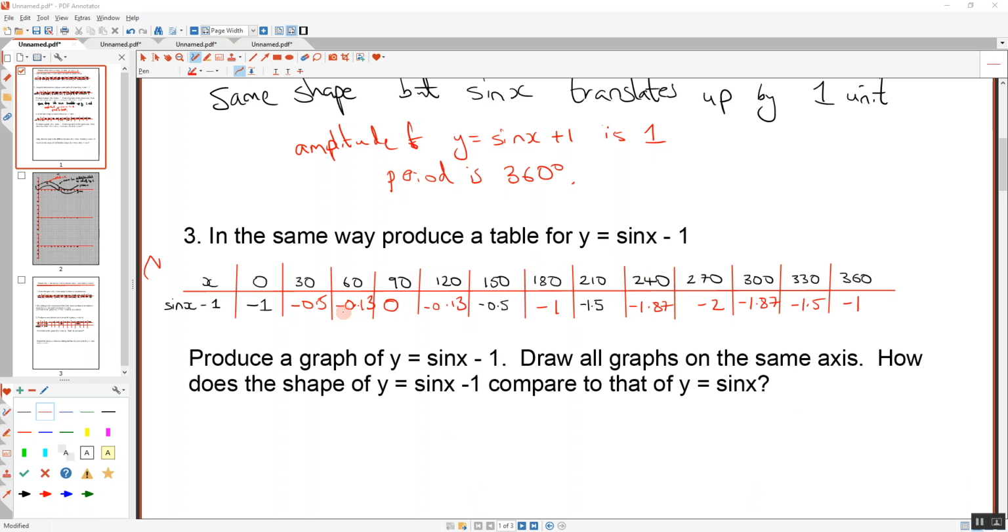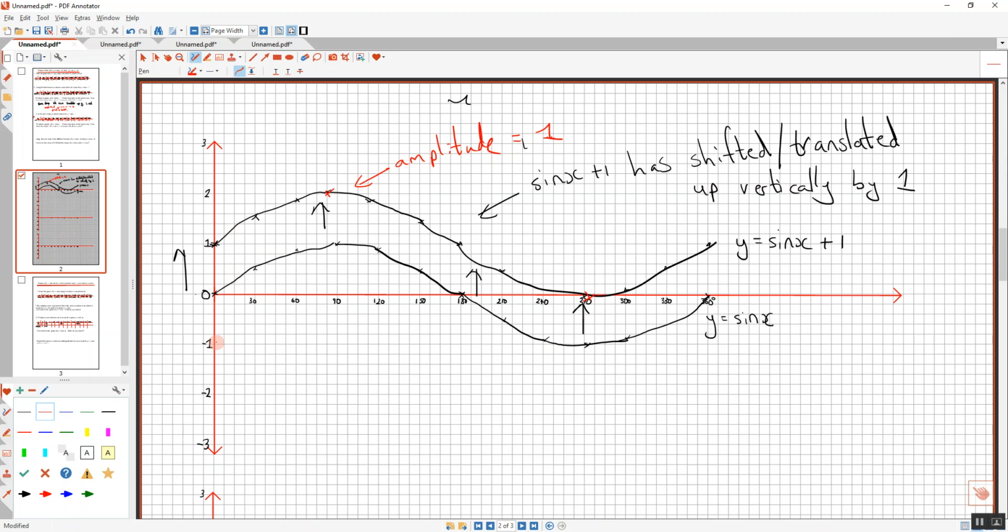Alright, so there's my values for sin x minus 1. Okay, and when I come to plot them, we're starting down at -1. We should be aware that the whole graph is just being shifted down.